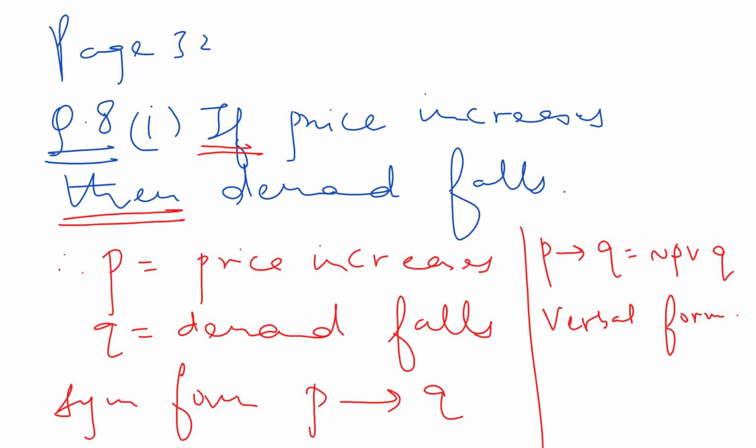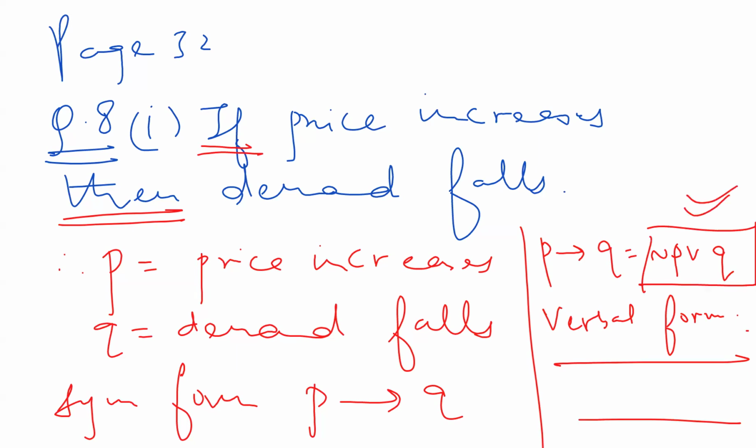Verbal form. Can someone tell me the verbal form now from this? If demand falls, then price does not increase. No, wrong. Look, what is negation P? Negation P, what is it in verbal form? Price does not increase. Write down: price does not increase.